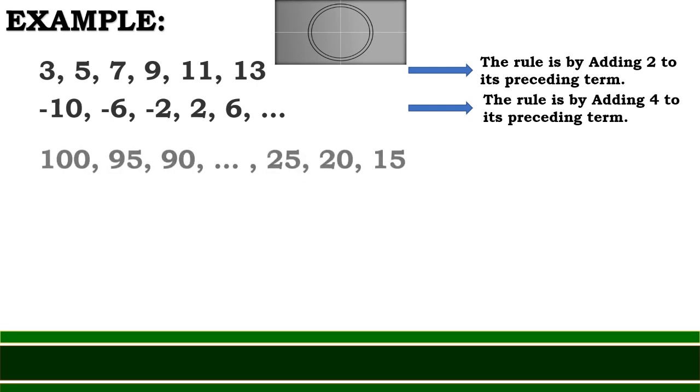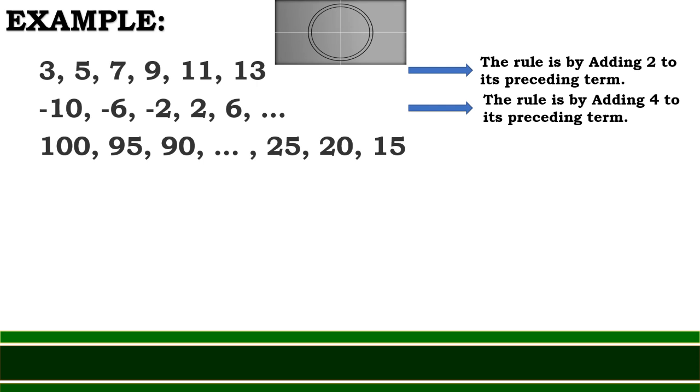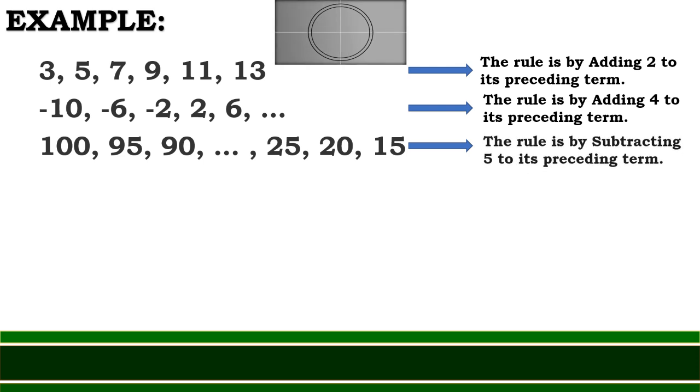Another example. How about this sequence? 100, 95, 90, so on and so forth, up to 25, 20, and 15. I'll give you 5 seconds. Okay, the rule here is by subtracting 5 to its preceding term. Let us try to check.